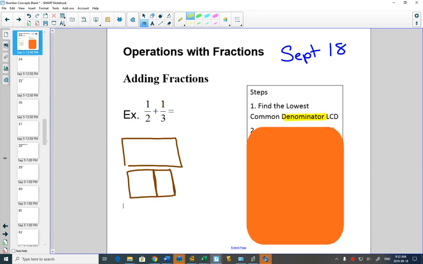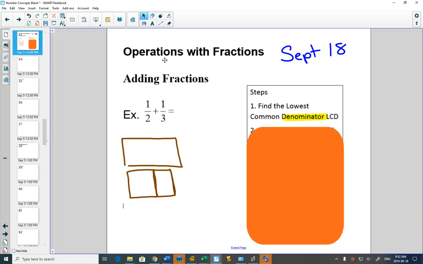The word denominator, those are those numbers on the bottom. And when you're finding the lowest common denominator between 2 and 3, what you're trying to find is, if you went through your times table with 2, 2, 4, 6, 8, and you went through your times table with 3, 3, 6, 9, 12. If you went through those, do they have a number in common? And that number is 6. So we have a common denominator of 6.